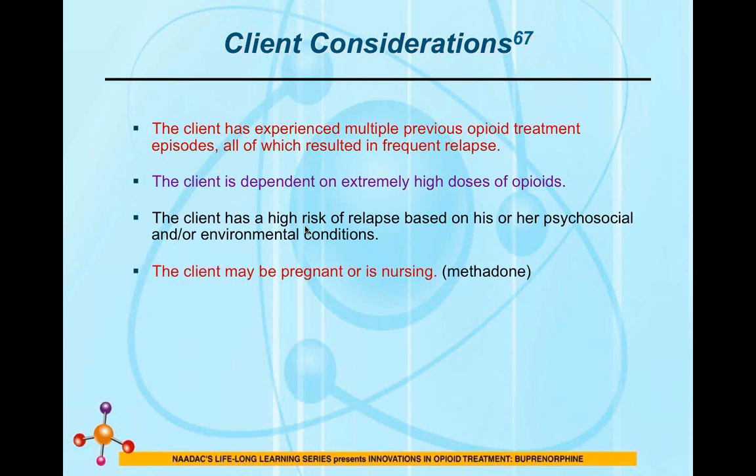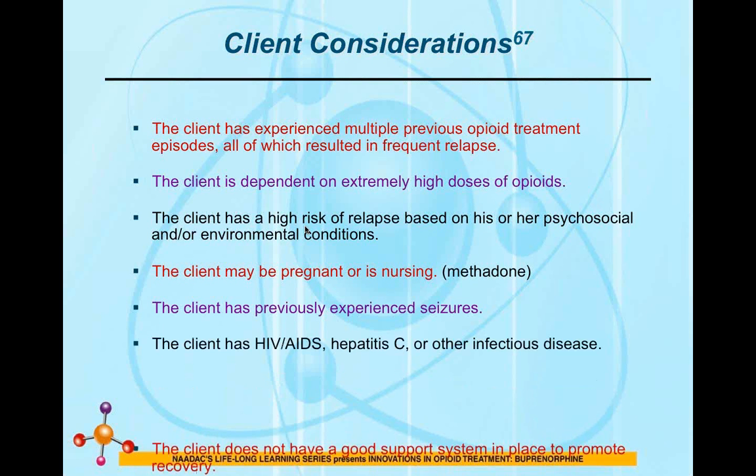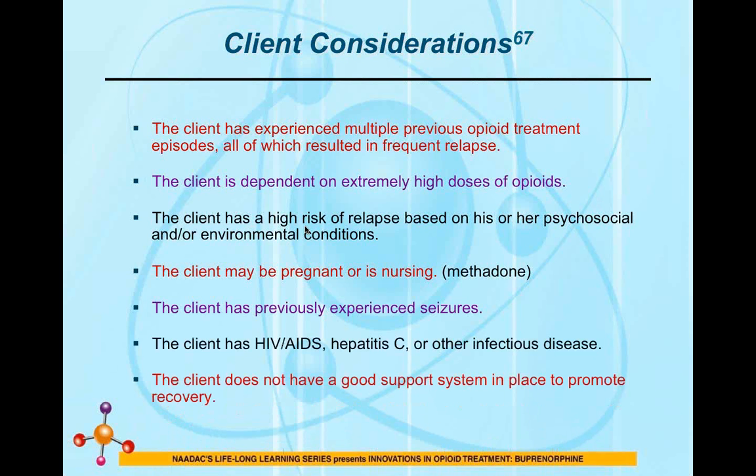Perhaps they have environmental conditions or some psychosocial conditions that are preventing them from using a medication. Maybe they're pregnant or nursing, in which case they'd be eligible most likely for methadone. Maybe they have experienced some seizures or they have HIV or hepatitis C or another infectious disease that would not be appropriate for these medications. And then finally, maybe they don't have a good support system in place to promote recovery. If that's the case, then they might not be a good candidate for these medications, especially things like methadone, because it can get you high. Buprenorphine can be a different way of initiating treatment or initiating a good support system along with Naltrexone. These medications work very differently than methadone does, so they have a different population of individuals that would make them eligible for that type of treatment.